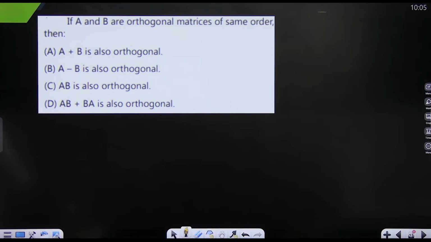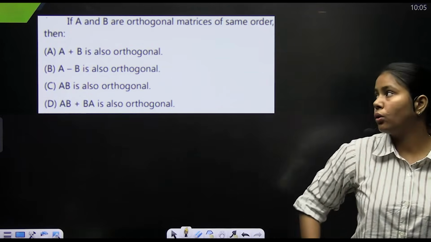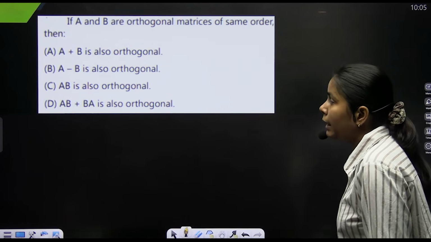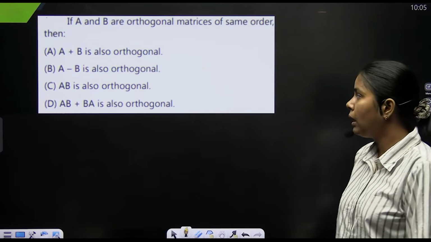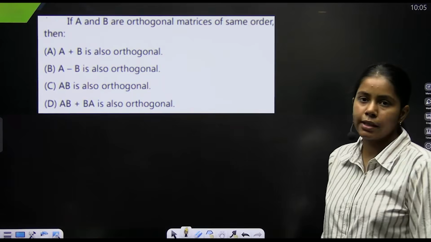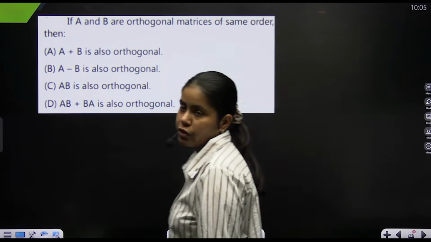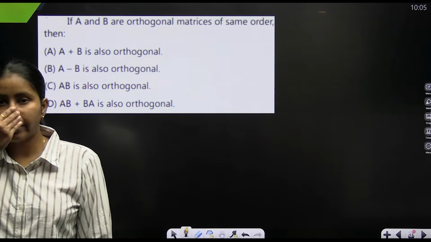Now, the next thing we have is this question. They are saying that if A and B are orthogonal matrices of the same order, then A plus B is orthogonal, A minus B is orthogonal, AB is orthogonal, AB plus BA is orthogonal. I just need to check which of the options are correct here. So what would I do?